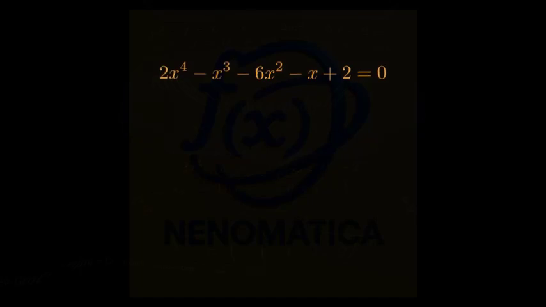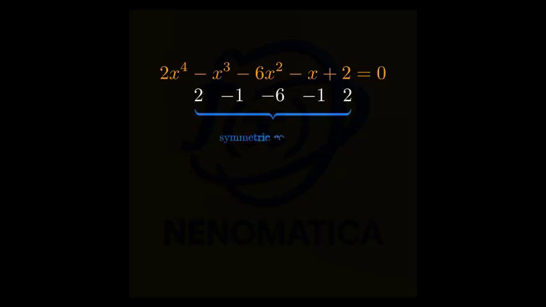In this lesson, we will solve a symmetric or reciprocal quartic equation using a substitution. The equation is 2x^4 - x^3 - 6x^2 - x + 2 = 0. Notice the coefficients are symmetric. 2, -1, -6, -1, 2. This is the hallmark of a reciprocal polynomial. Step 1. Since x = 0 is not a solution, we can safely divide the equation by x^2.